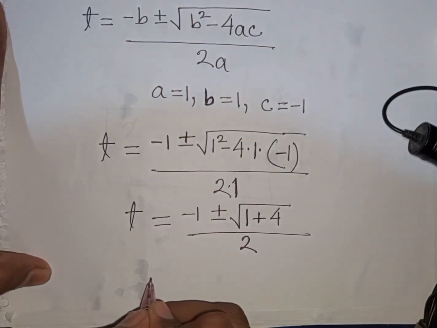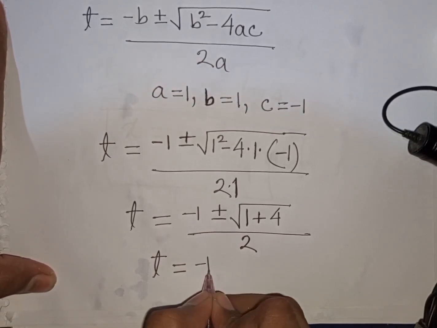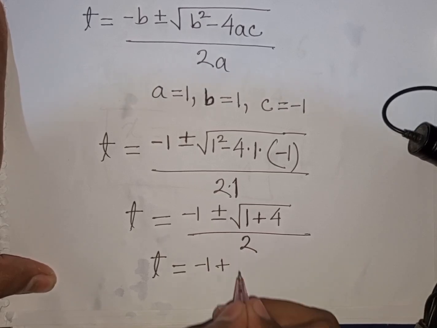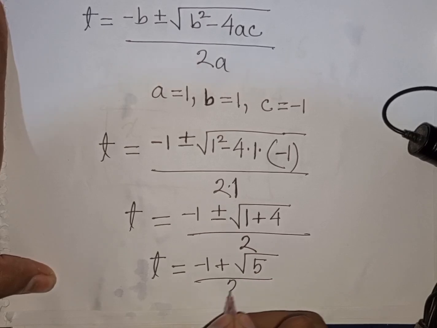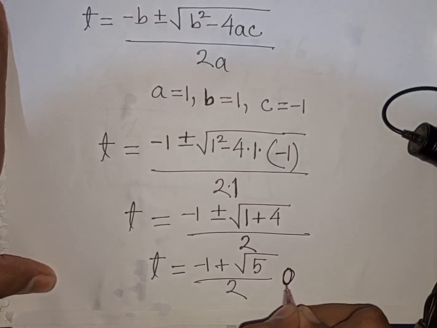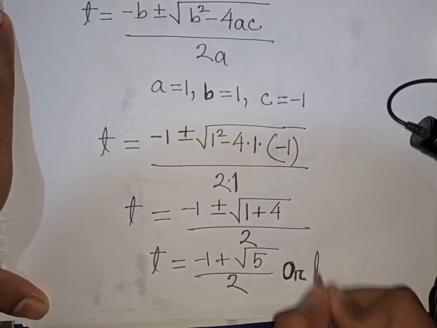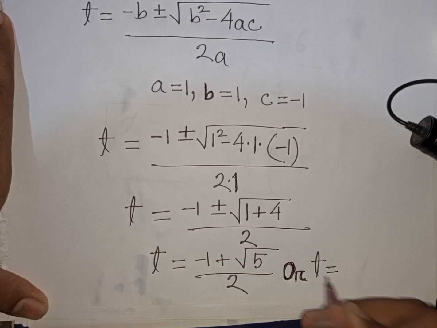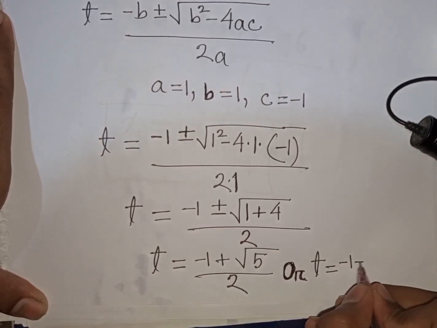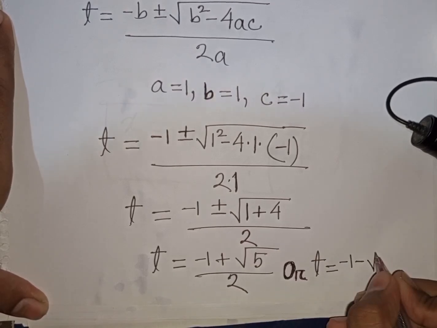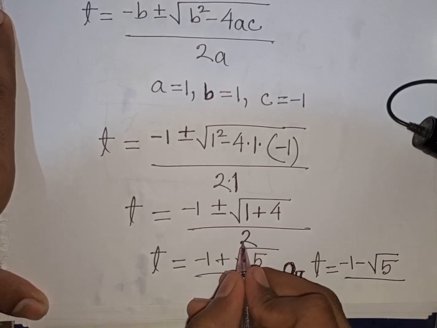Now, t is equal to minus 1 plus a square root of 1 plus 4, that means 5, divided by 2, or t is equal to minus 1 minus a square root of 1 plus 4, that means it will be 5, divided by 2.